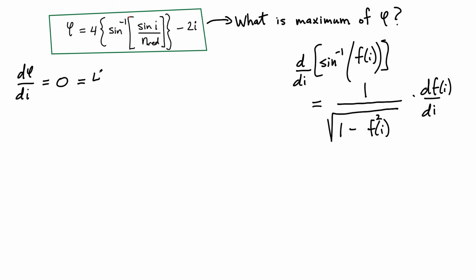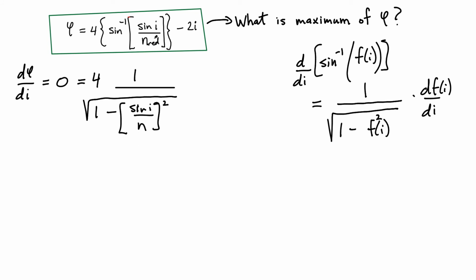So we have a 4 in front, and our function is going to be 1 divided by the square root of this entire thing. So it's 1 minus. Now the function of I is everything here on the inside of this square bracket. So this is sine of I divided by this index. If it's red, then it'll be the index of red. And I have to square this whole term.